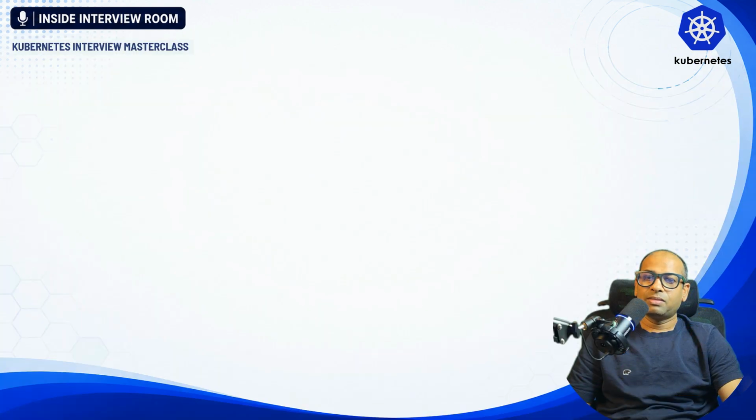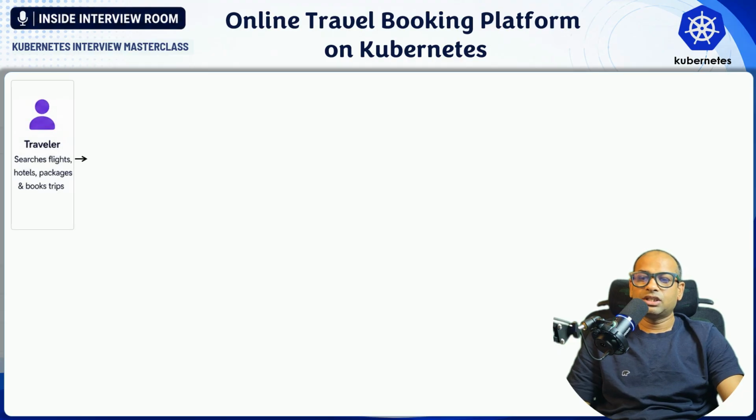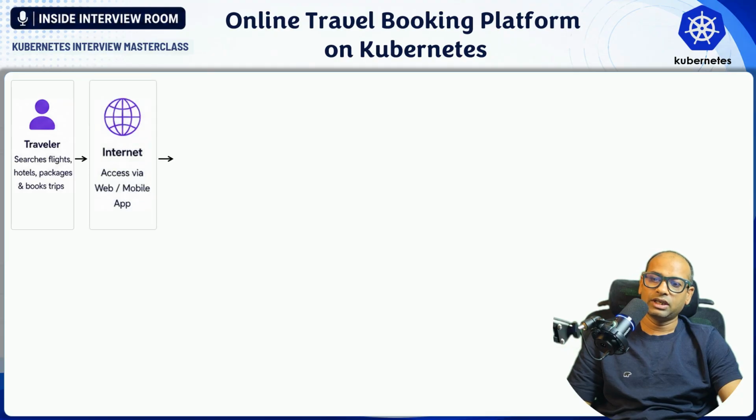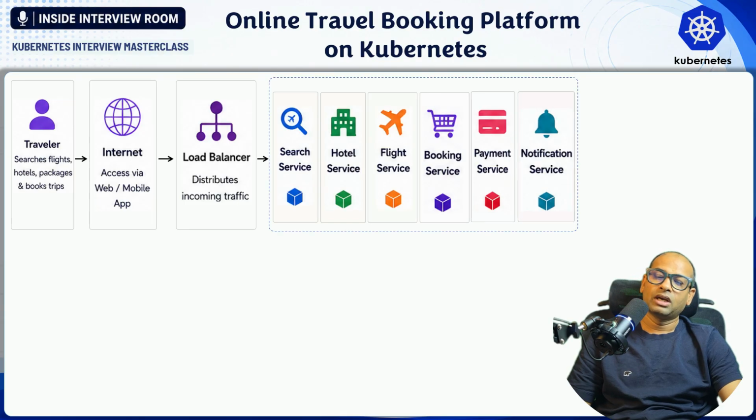Let's understand this with an online booking platform on Kubernetes. A traveler searches flights, hotels, packages, and books the trip. It goes to the internet via web or mobile app. A load balancer distributes incoming traffic. Your services, search service, hotel service, flight service, booking service, payment service, notification service, route the traffic. It goes to the database and the external services.